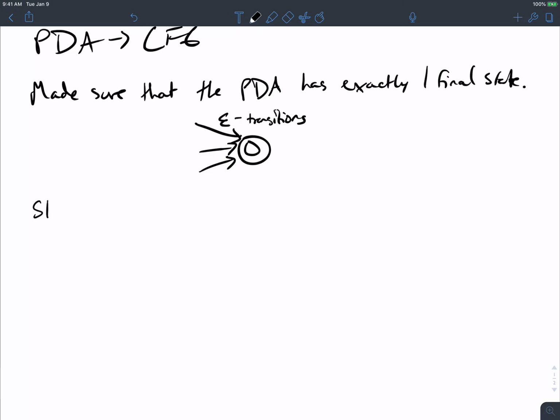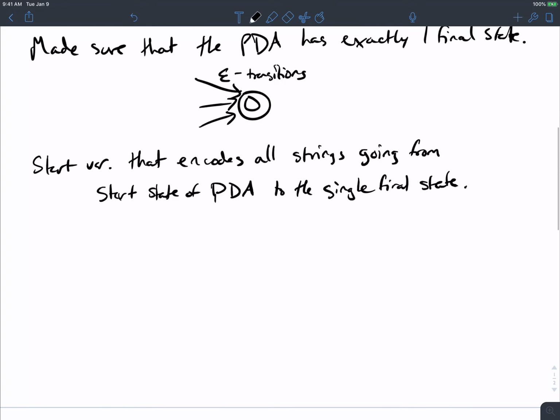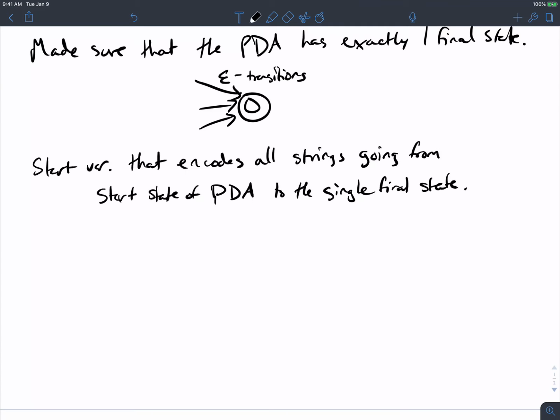So we're going to make a start variable that encodes all strings going from the start state of the PDA to the single final state. If we had multiple, this wouldn't work because we can't have multiple start variables. Okay, great. So if we make a variable that does that, we're good.